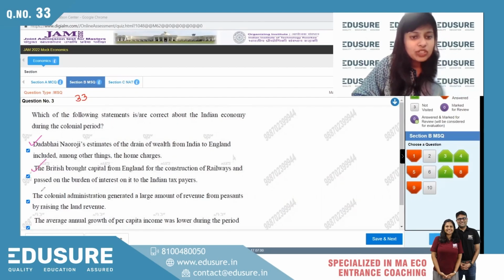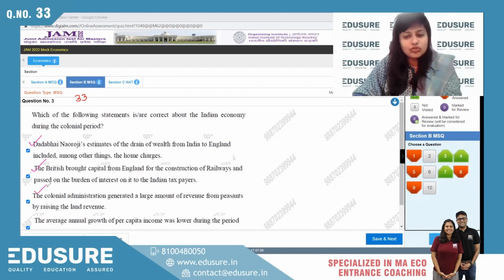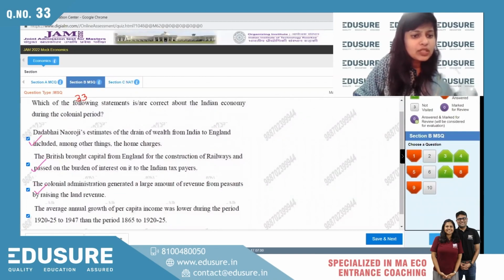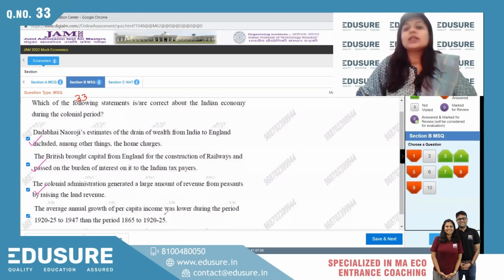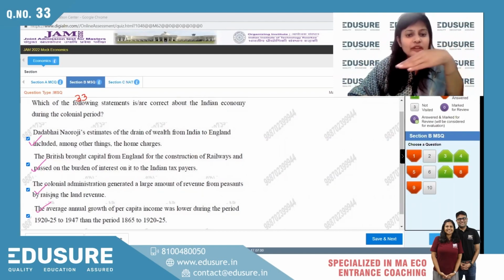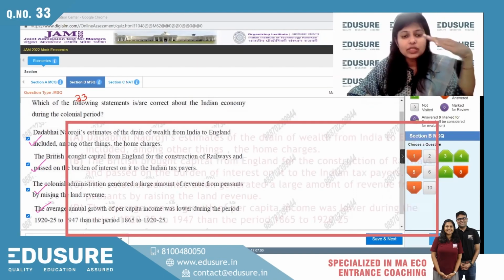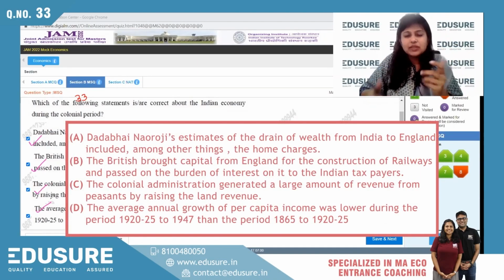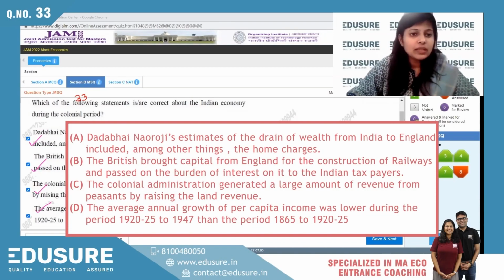The colonial administration generated a large amount of revenue from peasants by raising the land revenue. That's also true. The average annual growth of per capita income was lower during the period 1925 to 47 than the period 1865 to 1925. So this answer is true, though the difference was not a lot. I mean, yes, during 25-47 it was actually falling a little, and during 65-1925 it was actually rising a little, but by very little. So technically, this answer is true. So all the 4 options are correct.